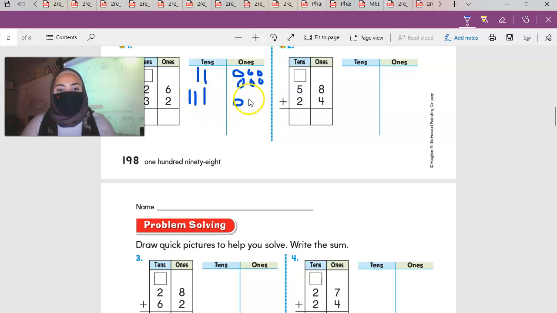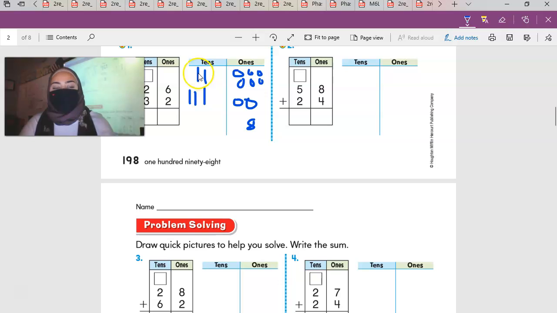1, 2. Now what I need to do is try to make 10 ones, right? I need to make a 10 by putting 10 ones together. Let's count these. This is 6, 7, 8. Do I have enough? No, this is 8. I can't make a 10. So this is just 8.